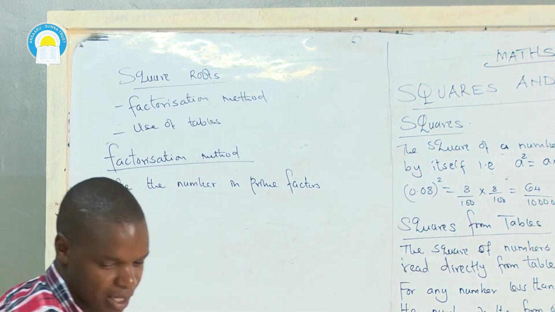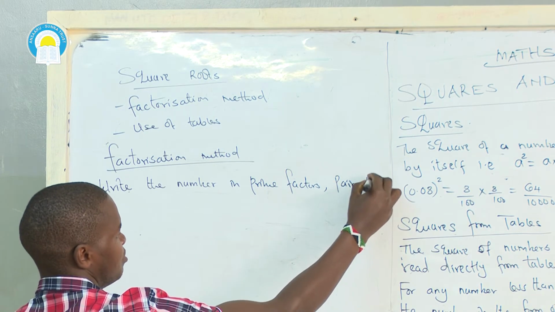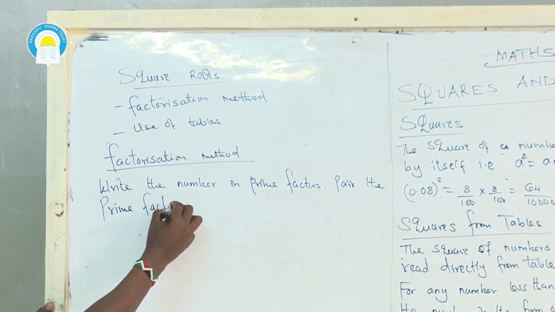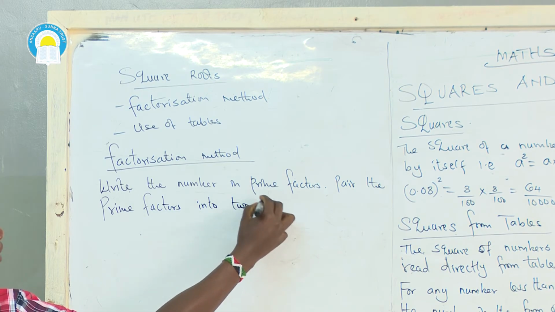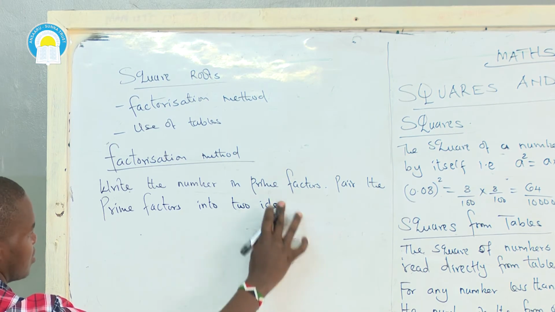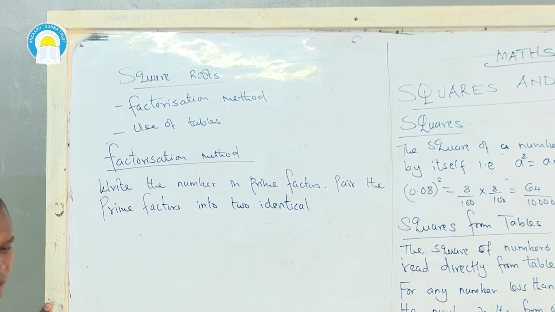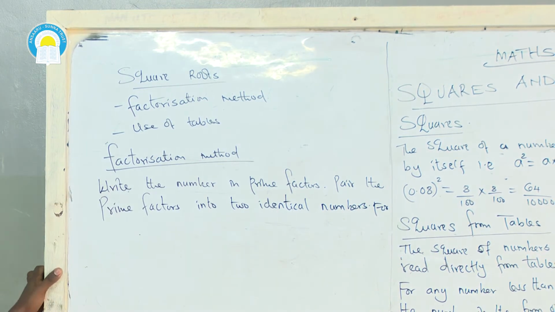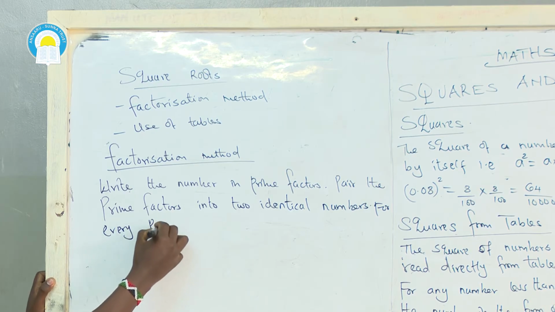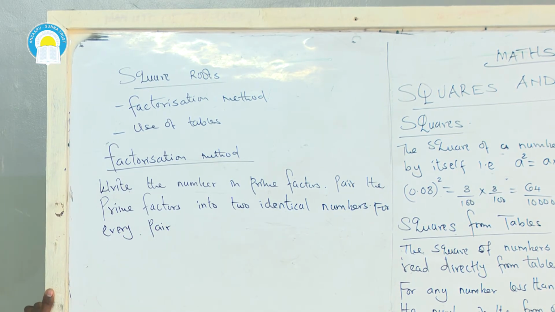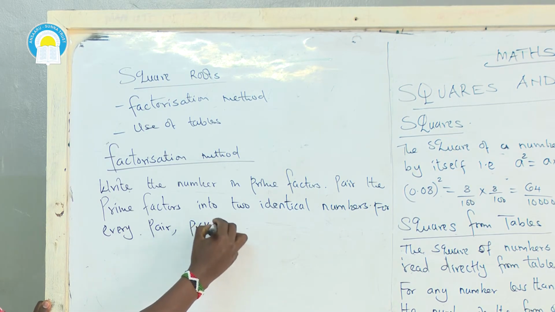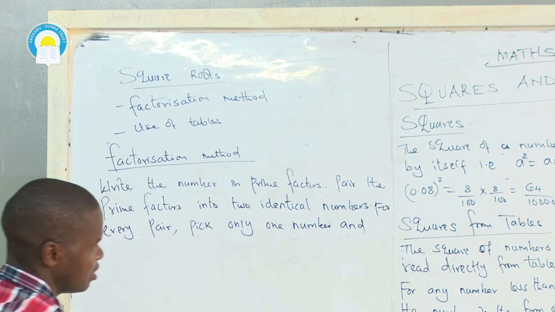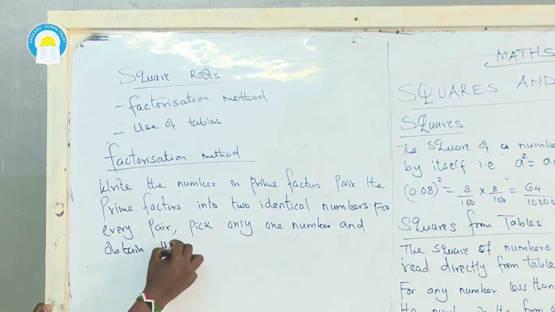After writing the number in prime factors, pair the prime factors into two identical numbers. And for every pair, choose one number. You pick only one number and finally obtain the product.